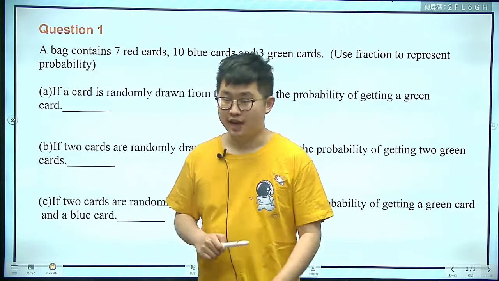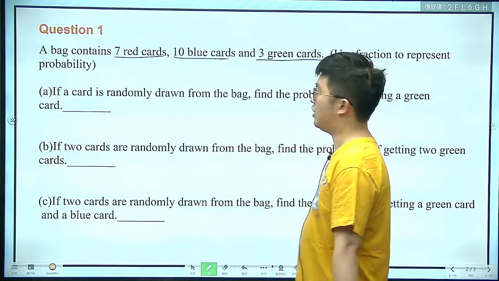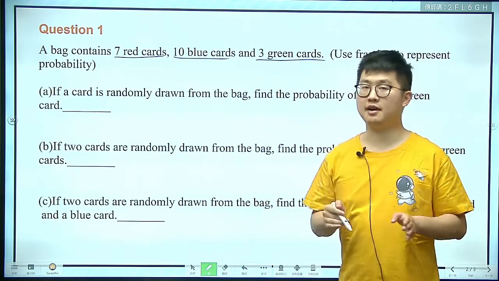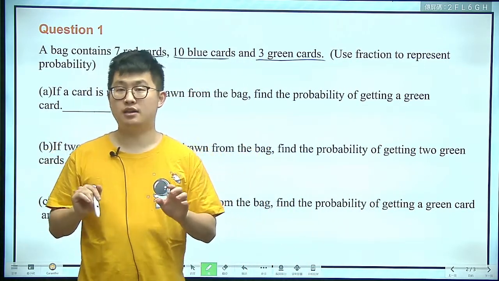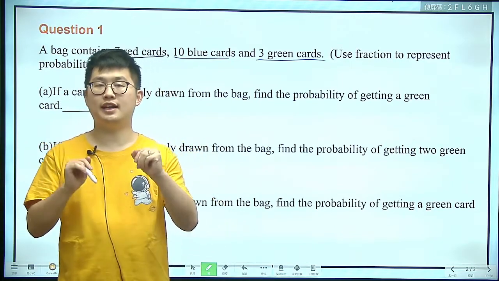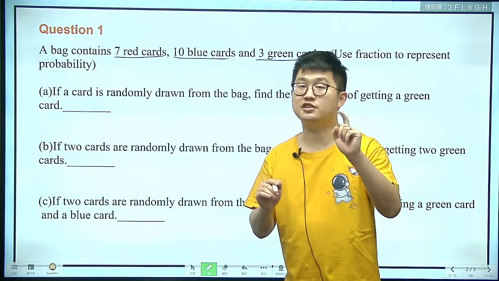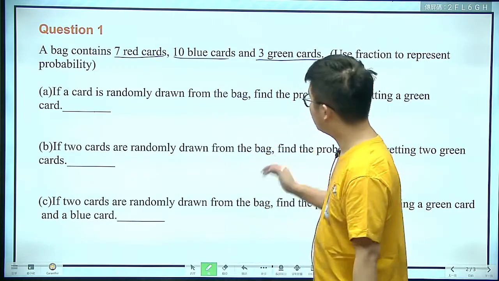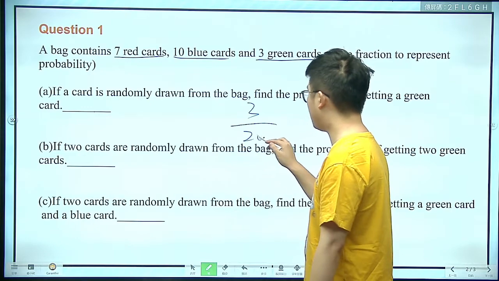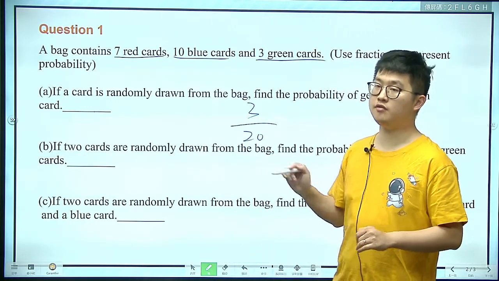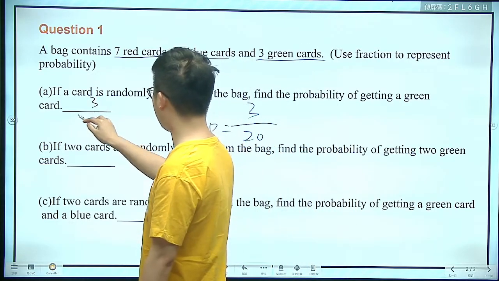There is a bag, and it contains 7 red cards, 10 blue cards, and 3 green cards. If a card is randomly drawn from the bag, we need to find the probability of getting a green card. This is very easy because there's only one step. How many green cards are there? 3. And how many cards in total? 20. So the probability would be 3 over 20. Now, let's write down the correct answer.